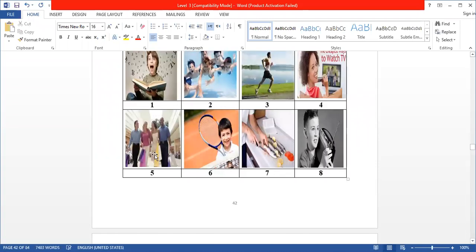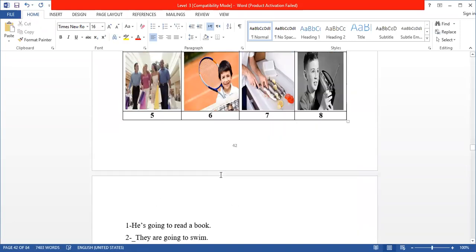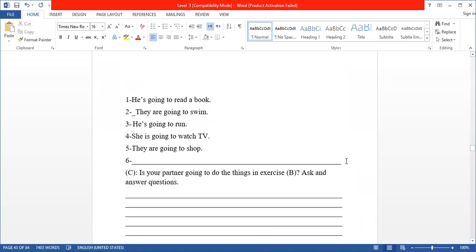Six. He is going to play tennis. Yes, he is going to play tennis.